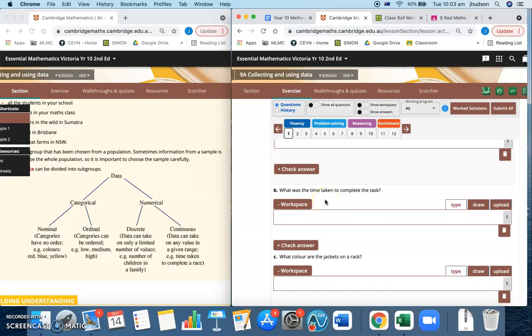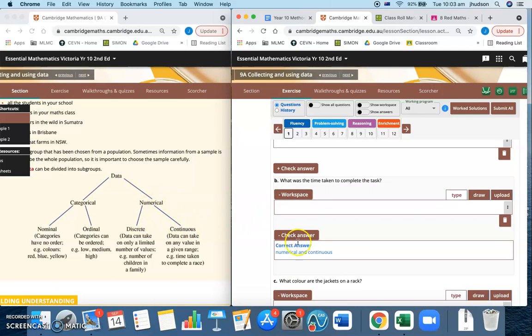What is the time taken to complete a task? So time is numerical, isn't it? Except there's not a certain amount of set times it could take. It could take any amount of time. So I'm going to say it's numerical and continuous. There we go. We've got that one as well.